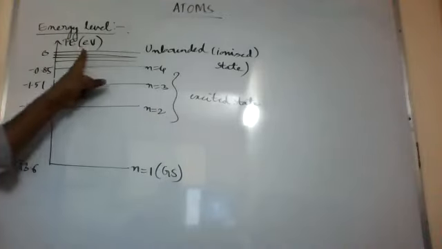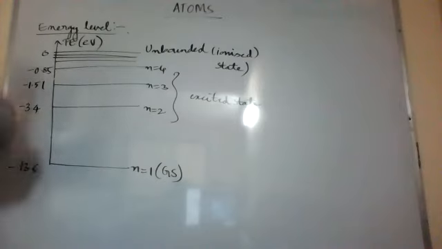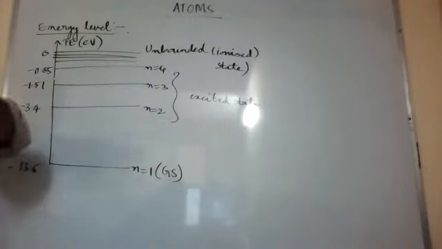So the electron which is in the outermost orbital doesn't have much attraction towards the nucleus. It is away from the nucleus, so it can easily be removed. Understood? That is how ionization energy came up.